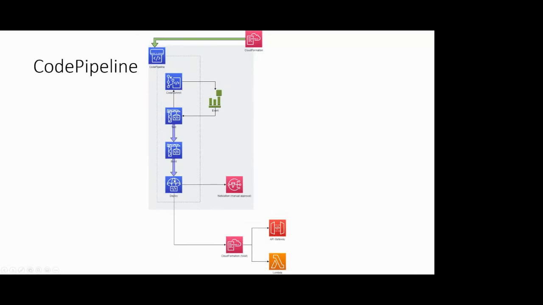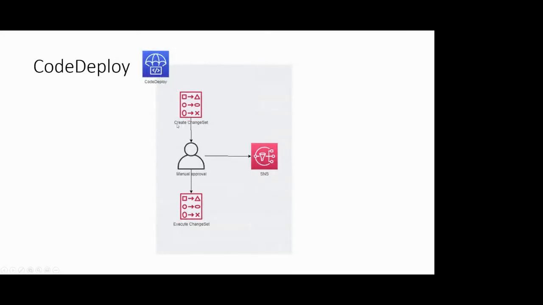For CodeDeploy, we will have 3 steps in the deployment process. We will create the ChangeSet first. Then we will send the information about the manual approval, that your change is ready and you can approve it. And for this, we will use an SNS topic. And then when the approval is done, automatically we will execute the ChangeSet, right?